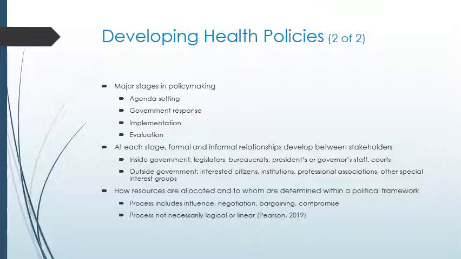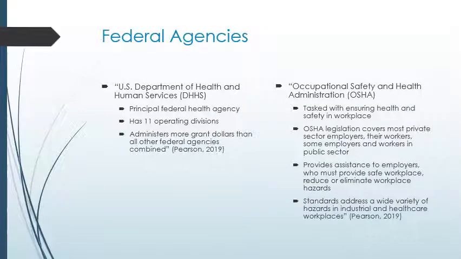Okay, so resources. What is a resource? Resources can be more than just money. That can be our ventilators. That can be our water supplies, our electric. Those types of things are considered resources. Processes include influence, negotiation, bargaining, compromise. And the process is not necessarily logical or linear. Sometimes you have to go around in circles to get to what we really want and need out of these policies.